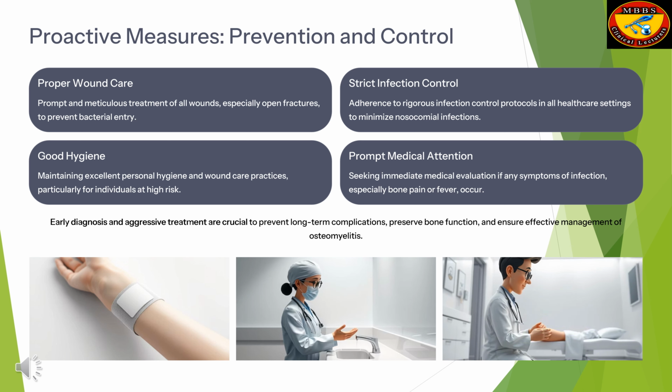Proactive measures: prevention and control. Proper wound care: prompt and meticulous treatment of all wounds, especially open fractures, to prevent bacterial entry. Strict infection control: adherence to rigorous infection control protocols in all healthcare settings to minimize nosocomial infections. Good hygiene: maintaining excellent personal hygiene and wound care practices, particularly for individuals at high risk.